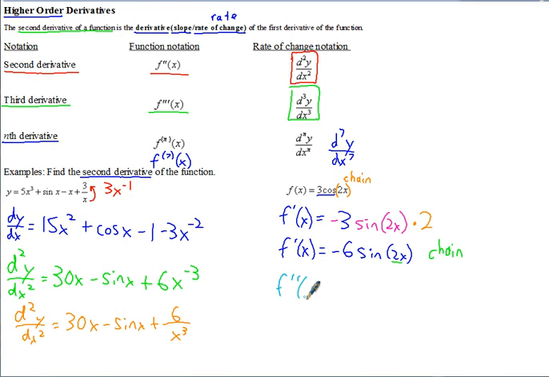So f double prime of x: start on the outside. The derivative of sine is cosine, so that negative 6 constant stays out in front. Negative 6 cosine, function inside, 2x stays the same. But because we have to use the chain rule again, we have to multiply by the derivative of the function inside. The derivative of 2x is 2. And then if we simplify that, we get the second derivative, f double prime of x in function notation: 2 times negative 6 would be negative 12 times the cosine of 2x.